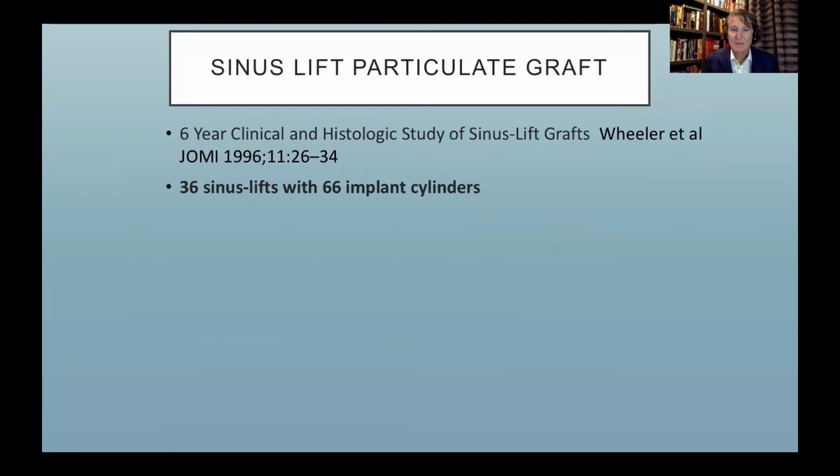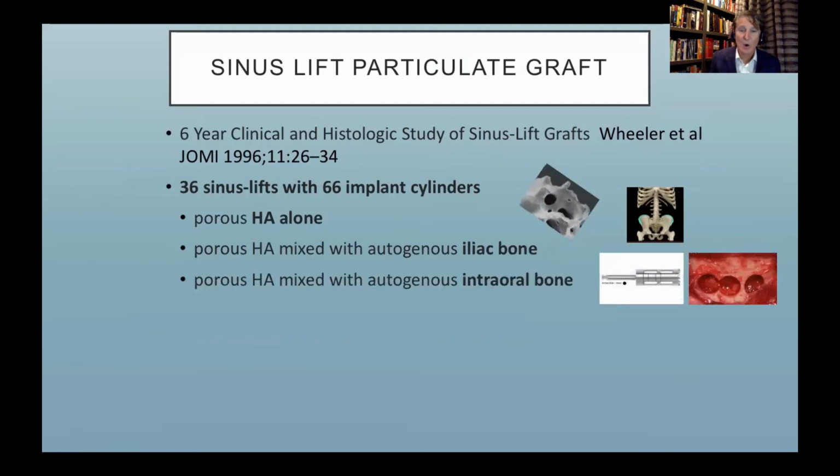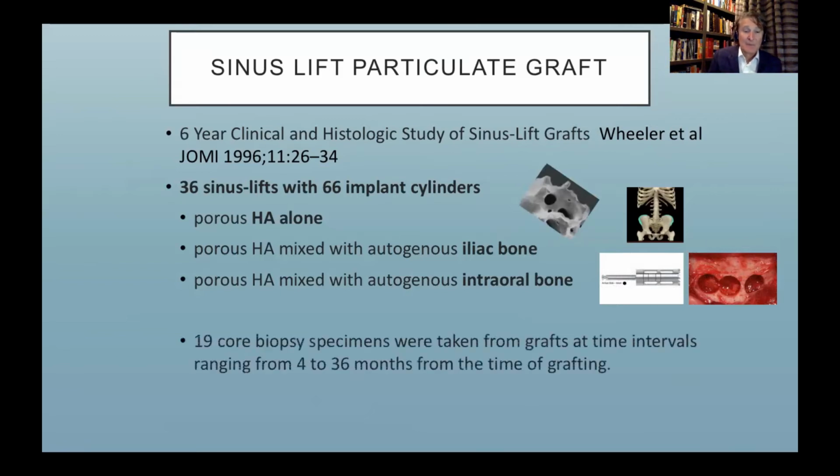And then there was a series of studies that were done to show that this might work clinically and also whether there's any histology to show the bone. So the first of that was Wheeler's in 1996. So they looked at using hydroxyapatite alone or mixing it with iliac crest or mixing it with oral bone, which we can get from behind wisdom teeth or down in the chin. And then they did some biopsies all the way out to 3 years to take a look at the outcome.